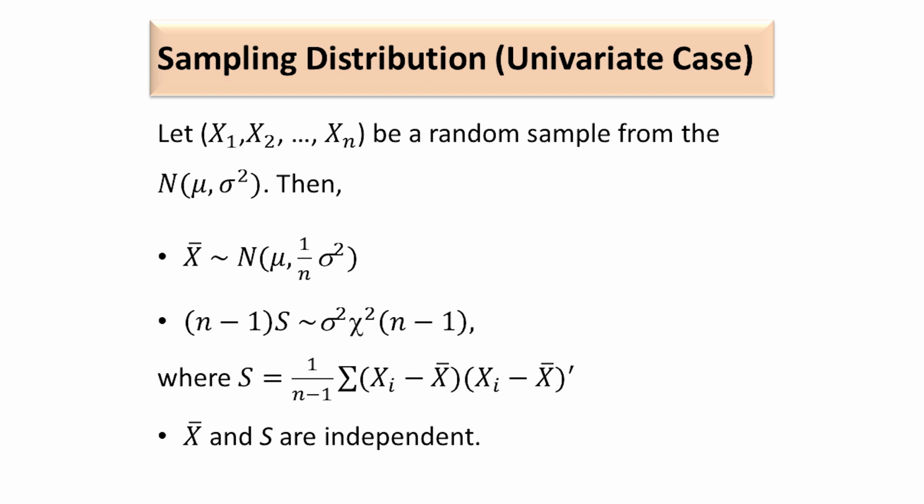We know that x bar will be normally distributed with mean mu and variance sigma square by n, and if I take n minus 1 S, that is going to be distributed as sigma square chi-square n minus 1, that is, chi-square with n minus 1 degrees of freedom.